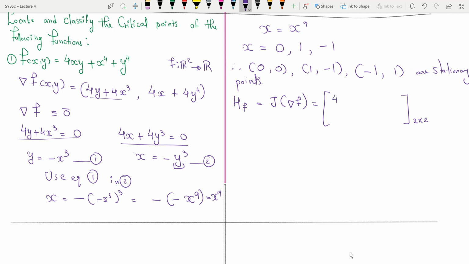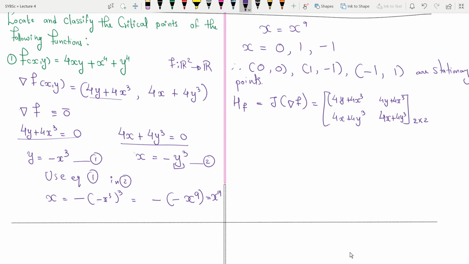I'll write in the first row 4y plus 4x cube, and in the second row 4x plus 4y raised to, over here it should be cube. We wrote it wrong here and correctly below. So it is 4x plus 4y cube.